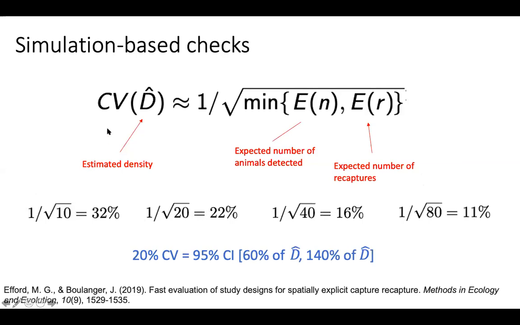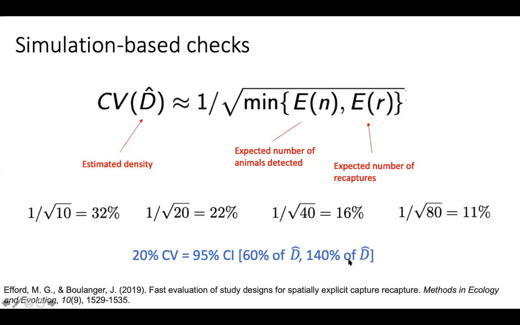There's a close link between CV and the width of confidence intervals. Here, we can talk about this in more detail, but here I'm just saying, if you have a 20% CV, then you can expect your confidence intervals for density to be about 40% either way of the density estimates. So your 95% confidence interval would range between 60% of density and 140% of your density estimate.